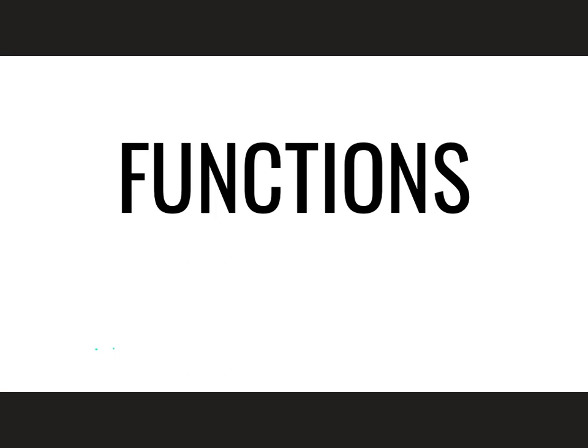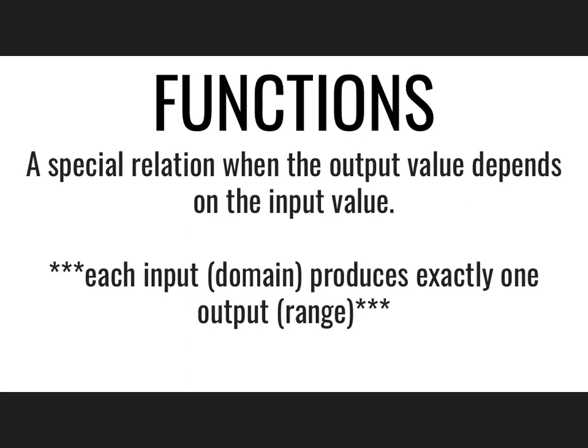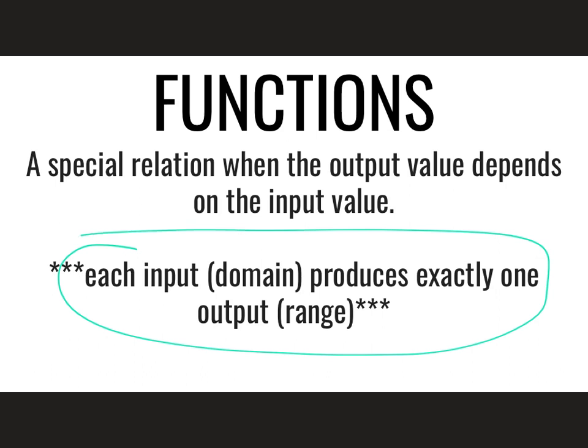Well, a function is actually a specific type of relation, or a special relation, when the output value depends on the input value. I kind of brought this up in that relation video, but I would love it if you would write this down, the one with the asterisks. I want you to write this definition for sure down. Each input or domain produces exactly one output or range. So we can also say each x is paired with each y.